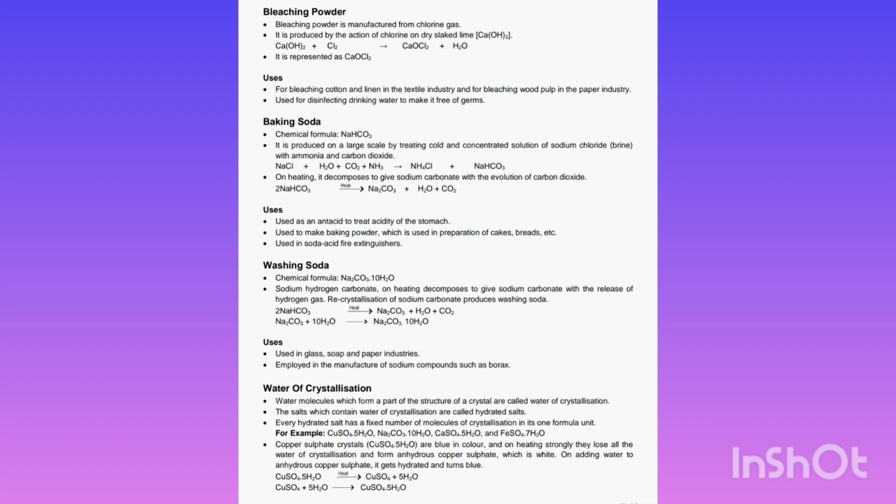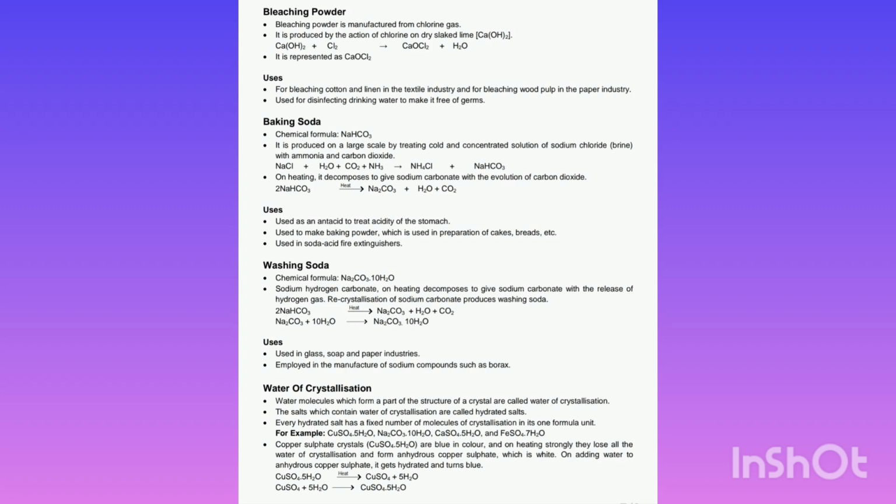Okay, next is baking soda. The chemical formula for baking soda is NaHCO3. It is produced on a large scale by treating a cold and concentrated solution of sodium chloride with ammonia and carbon dioxide. So here we are using ammonia, carbon dioxide and sodium chloride, and by using all this we are forming what? Baking soda.